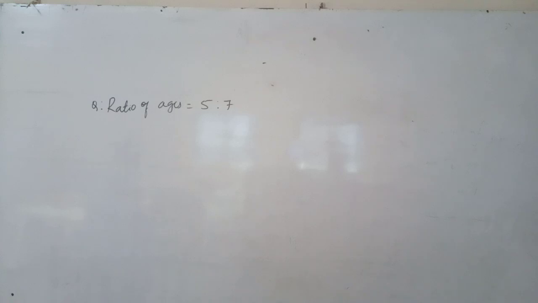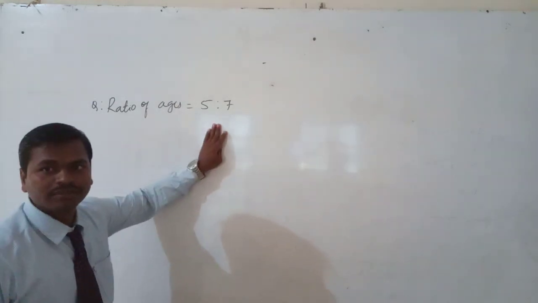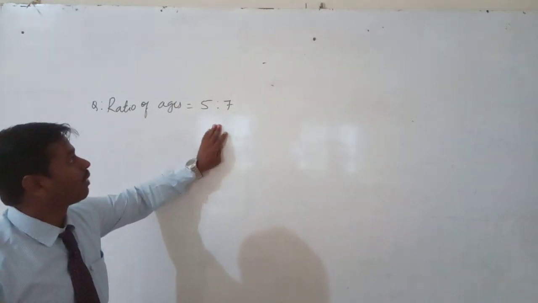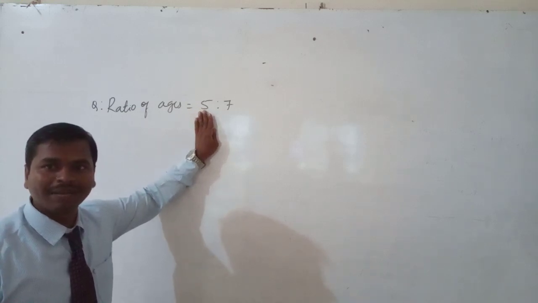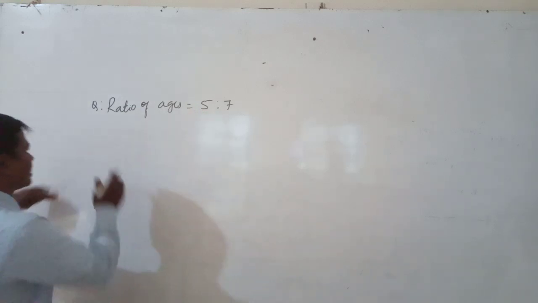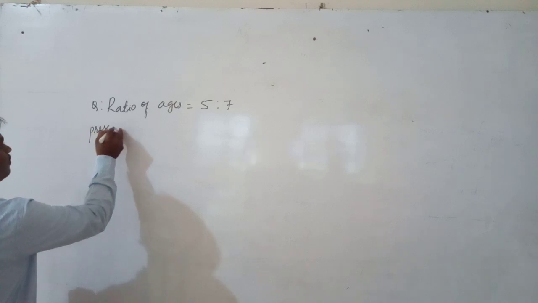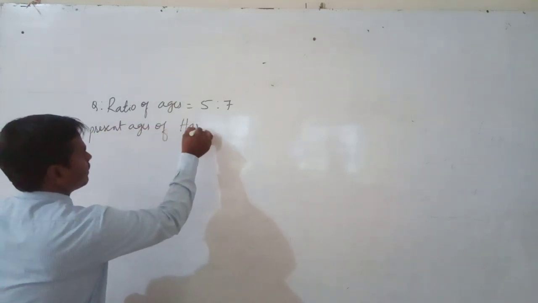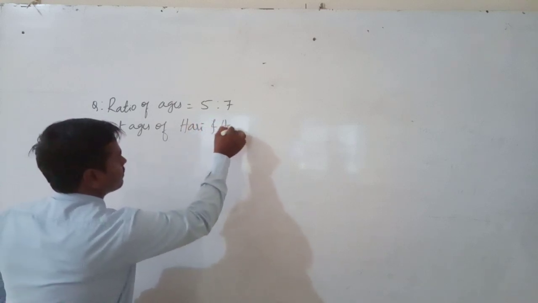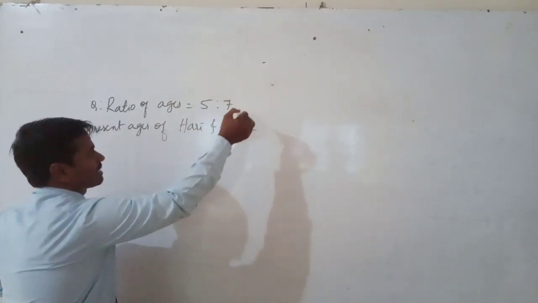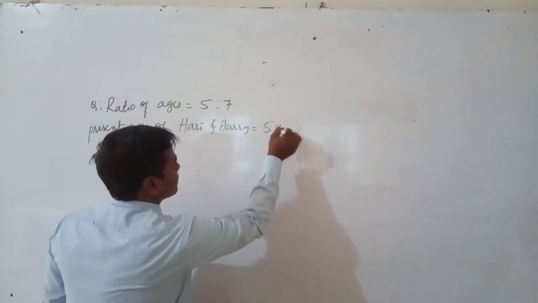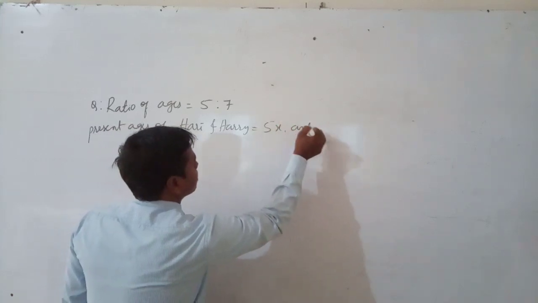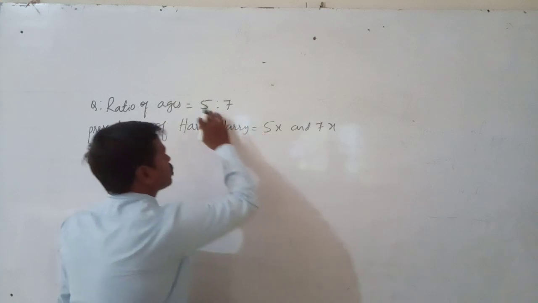What is the next part? 4 years from now, after 4 years. Which the ratio means you should multiply one common number. Present ages of Hari and Harry. 5x means, will become 5x and 7x.